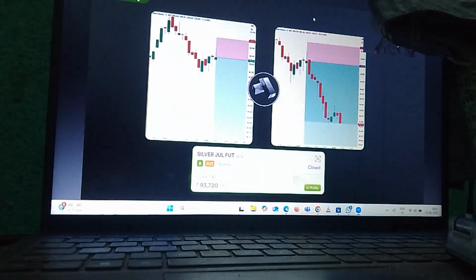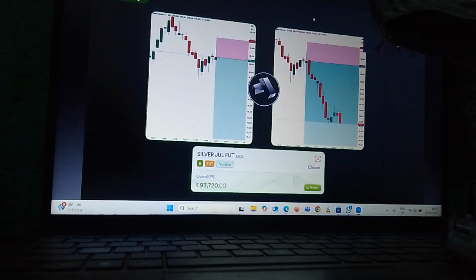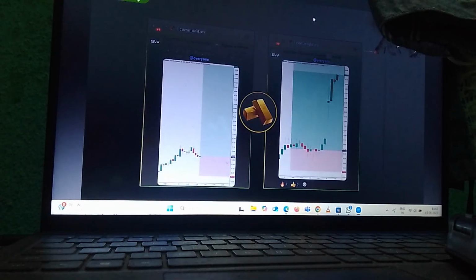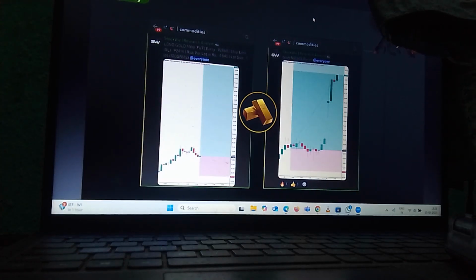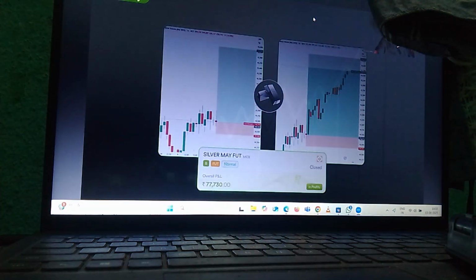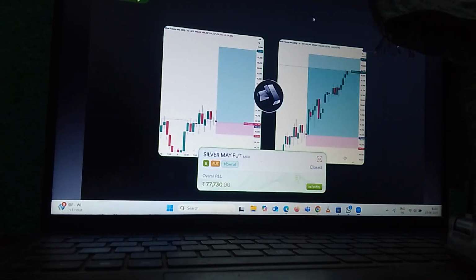This is a move in silver that we got. Again, before those big red candles, we tried to enter into that. This is another gold mini trade. You can look at the big gap up and the move that we were able to capture. This is another trade in silver. Again, very, very simple trade.